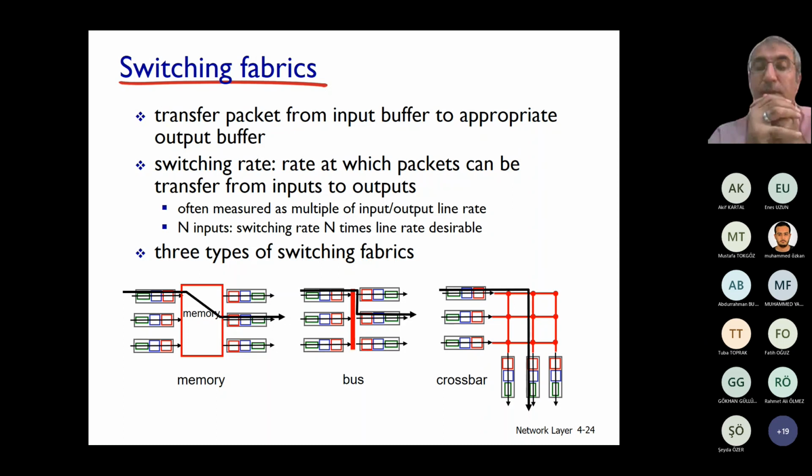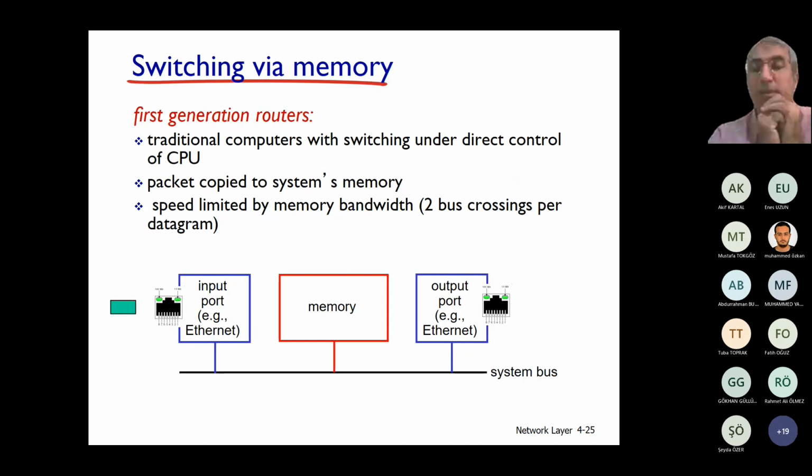So there are three types of switching fabrics. The first one is memory based. The second one is bus based. The other is crossbar based. Let's look at each of these types of switching fabric. Of course, switching via memory is one of the first generation switching methods, implemented in the first generation routers.